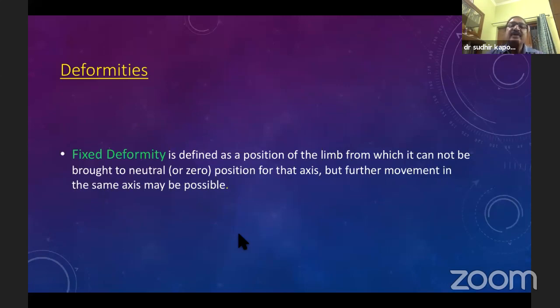Now deformities, assessing the deformities in hip joint disease is an integral part of the palpation. And to define a fixed deformity in the hip joint, a fixed deformity is defined as a position of the limb from which it cannot be brought to neutral or zero position for that axis, but further movement in other axis may be possible. For example, if the patient has got a 70-degree flexion deformity, extension will not be possible, but it may be possible that the patient has got some more flexion beyond 70 degrees. This is what is meant by a fixed deformity.